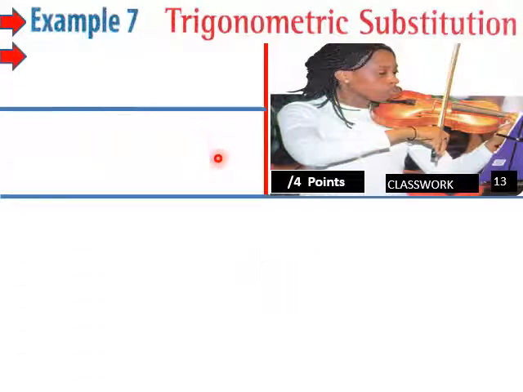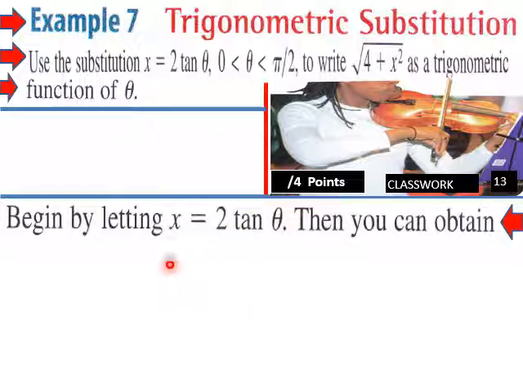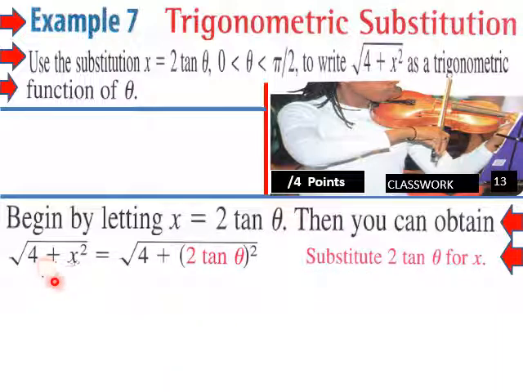So our next example, trigonometric substitution. Let's use the substitution x equals 2 tan theta, for theta being greater than 0 and less than pi over 2, to write the radical 4 plus x squared as a trigonometric function of theta. So begin by letting x equals 2 tan theta up here in this expression here. Then you can obtain this situation here, radical 4 plus x squared equals radical 4 plus 2 tan theta squared.